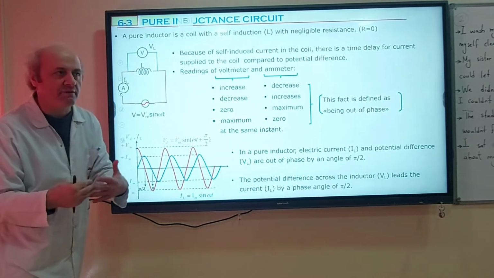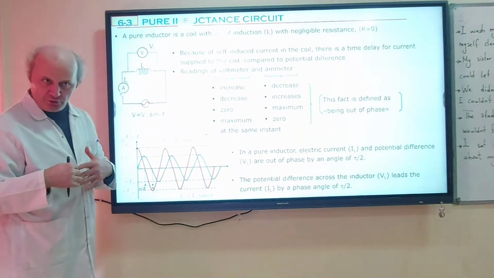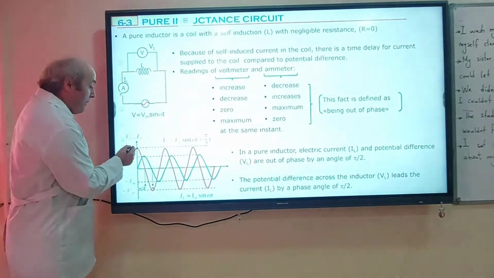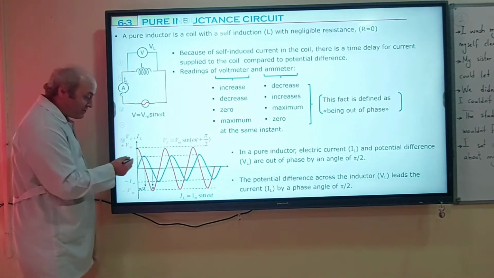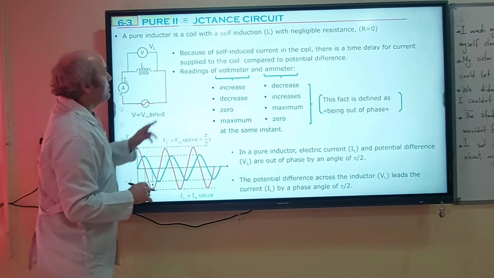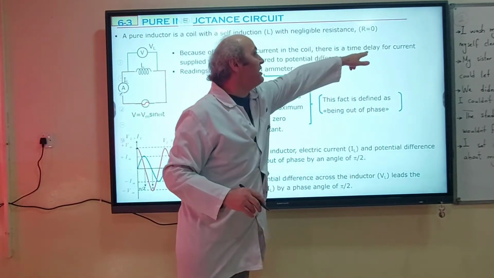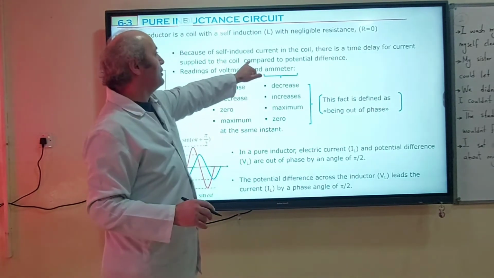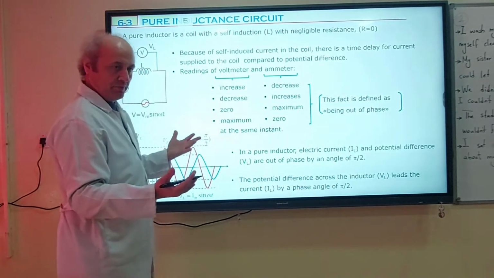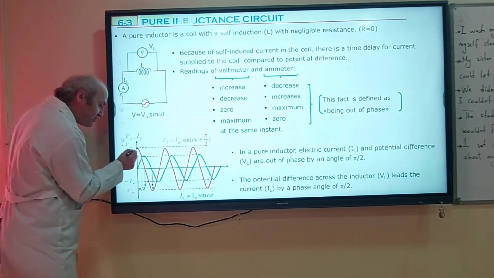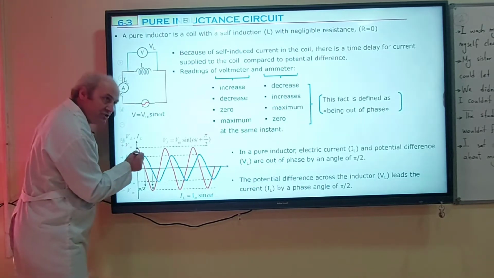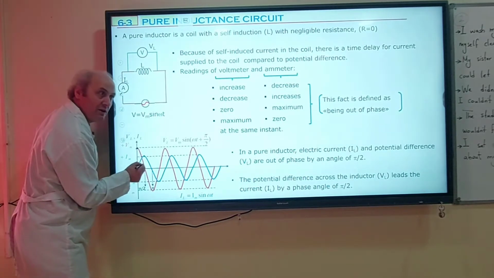There's a time delay for electric current. What does delay mean? You know? Yeah. Late. A little late. When the potential difference is maximum, electric current is 0 because of self-induced current. So because of the self-induced current in the coil, there is a time delay for current supplied to the coil compared to potential difference. When potential difference is maximum, electric current becomes 0. Then electric current increases, becomes maximum, but potential difference becomes 0.